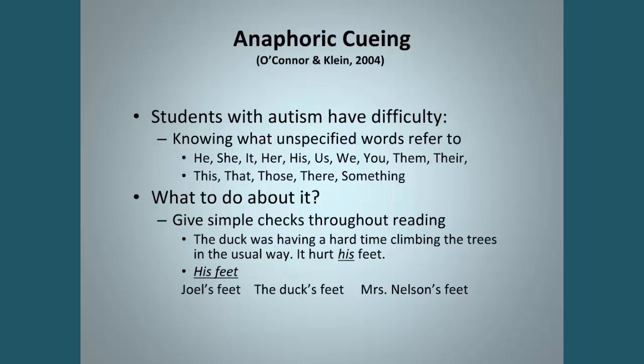So here's a list of some of the unspecified words that you see they might have trouble with, and this is an example of how I give simple checks throughout reading. So the duck was having a hard time climbing the trees in the usual way. It hurt his feet. And so I'd separate out his feet, and are they Joel's feet, the duck's feet, or Mrs. Nelson's feet, and the child would have to circle.